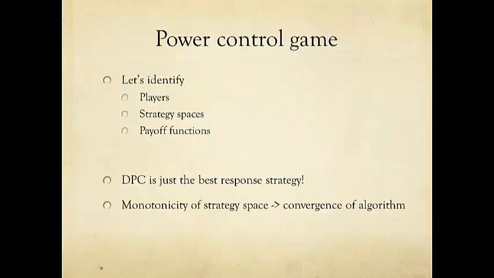Now back to our power control problem. We said power control is competition, and competition can be modeled as a game. So what kind of game are we talking about here? Well, let's identify the set of players first. That's the logical links, or the transceiver pairs, and there are N of them.